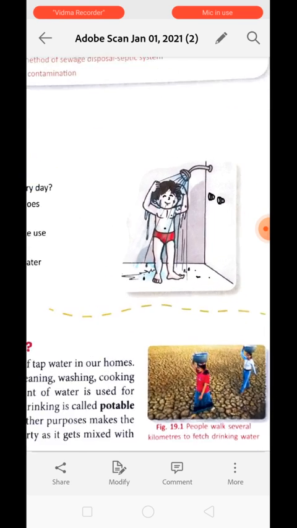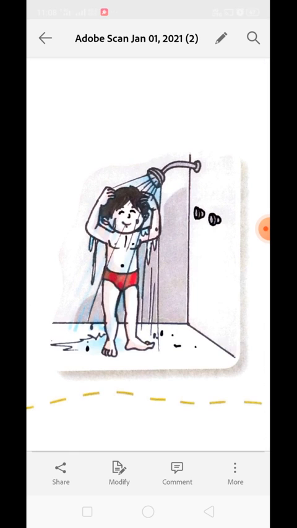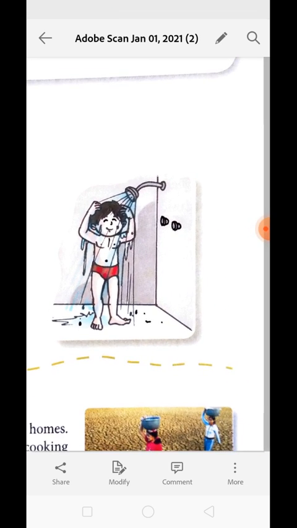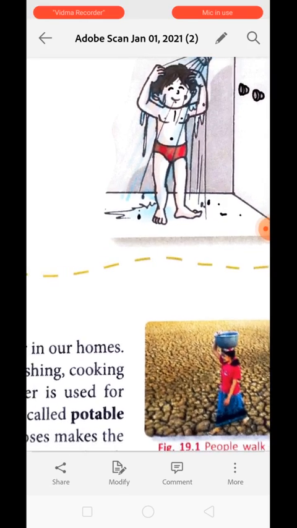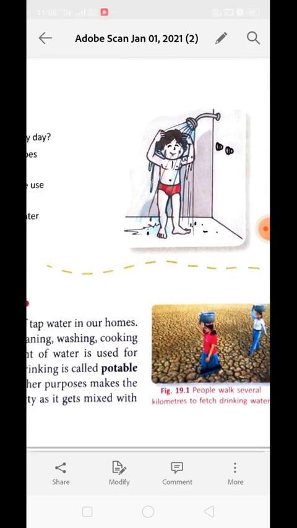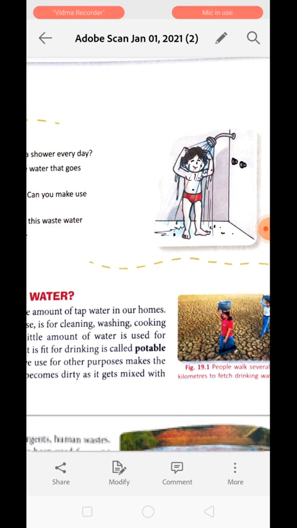Just see the picture over here. A child is taking a bath. In bathing, what does he use? He uses soap and water. But after use, the water becomes waste. Now after taking a bath, the water which is going to be removed from the floor of the bathroom is wastewater.